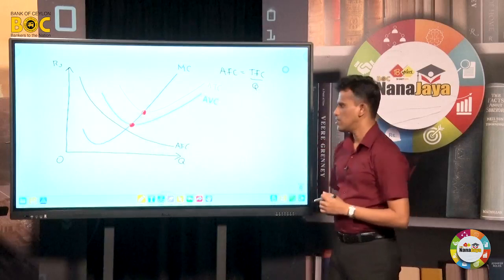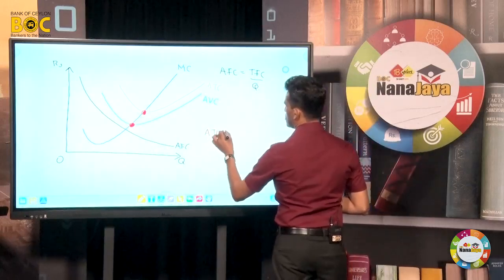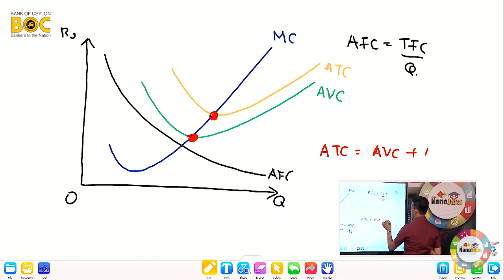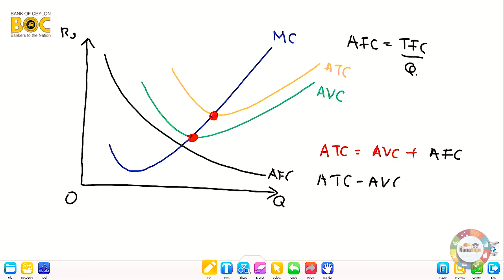And the other thing is, the short run average total cost curve is the total of the average variable cost curve and the average fixed cost curve. Average variable cost plus average fixed cost, the total of these two is the average total cost. Therefore, the gap between the average variable cost and the average total cost, we will show it in this way. ATC minus AVC, the gap between AVC and ATC always represents the average fixed cost of the firm.